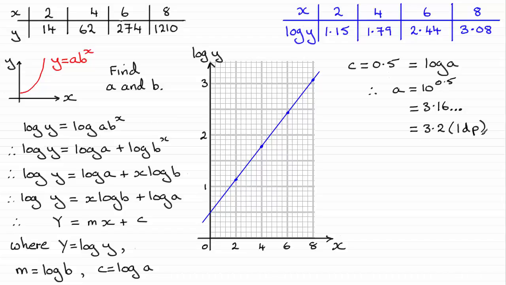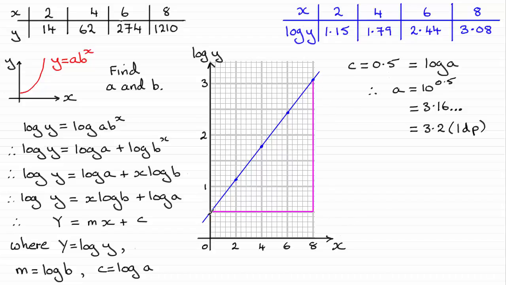Now when it comes to working out what b is, it is connected to the gradient m as log b. So I need to get the gradient, and I can do that by looking at a triangle I can draw on here between 2 points that lie on this line. Well, it's up to you which triangle you pick. I'm going to go for a nice one across here and up here. It looks something like this.